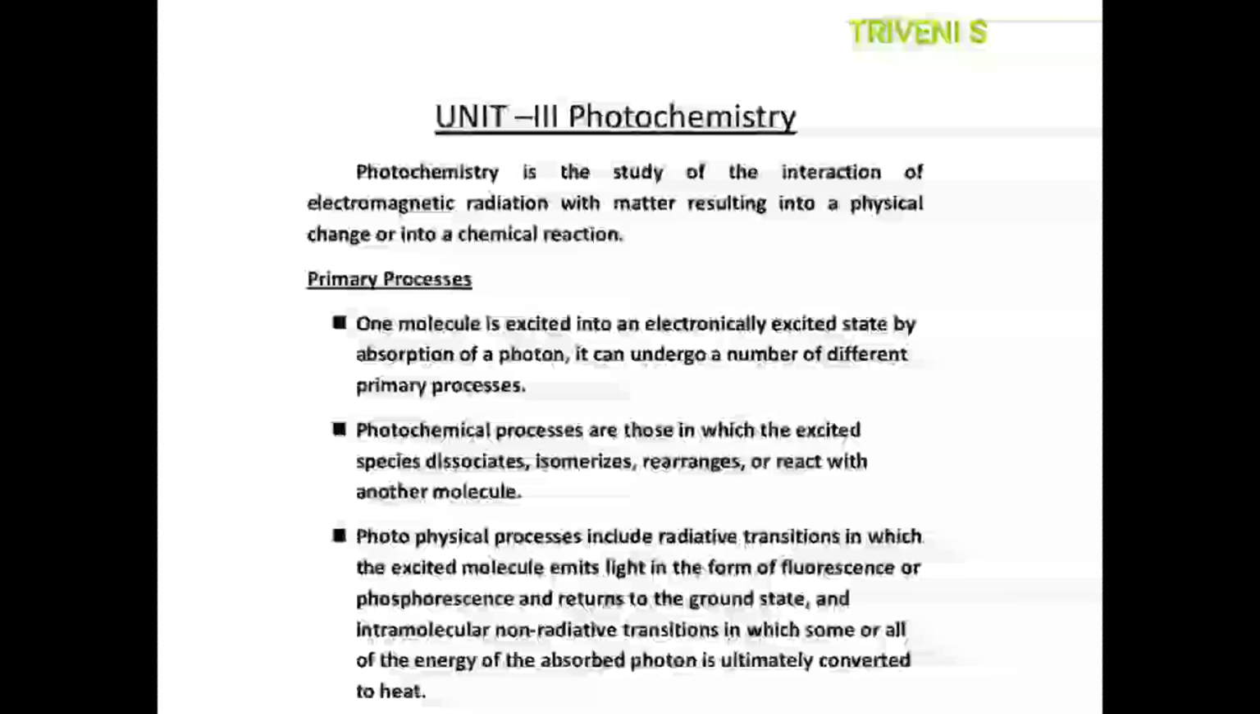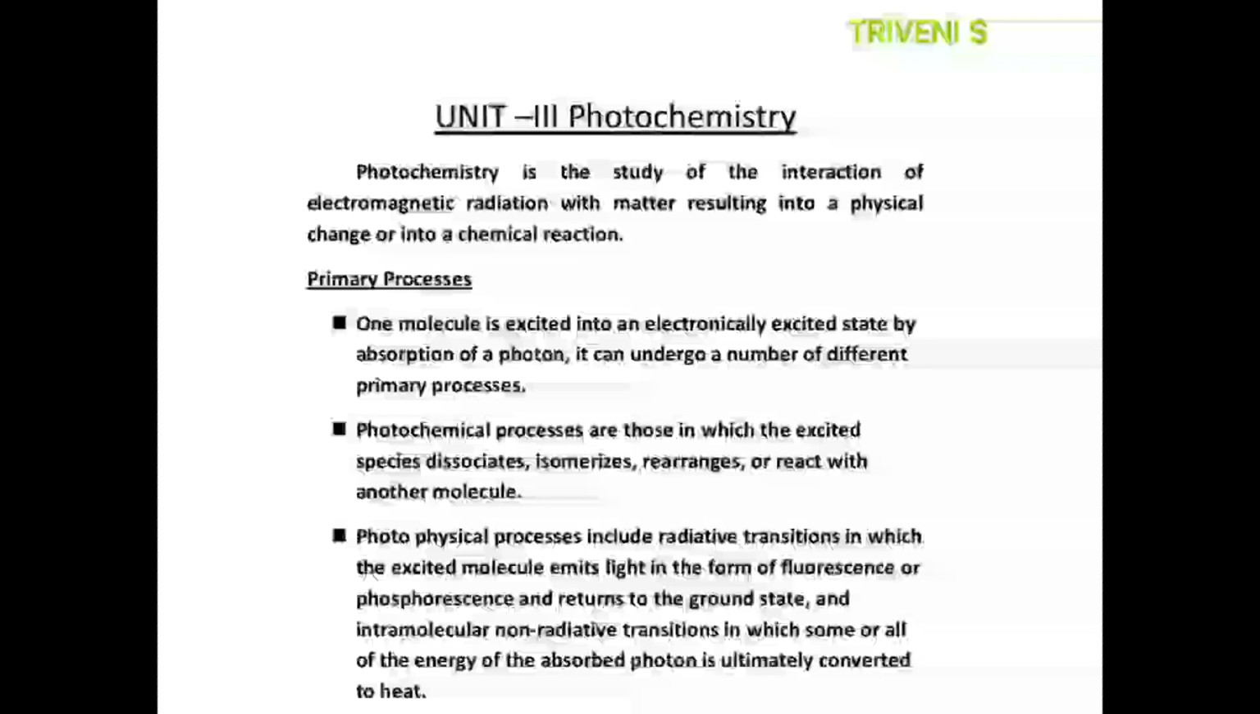So what is meant by photochemical reaction? It is a reaction in which we study the interaction of electromagnetic radiation with matter, resulting in physical and chemical changes. Or it is a branch of chemistry which deals with the study of emission or absorption of radiation. We call it photochemistry.